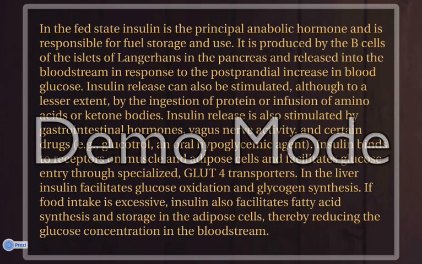Insulin binds to receptors on muscle and adipose cells and facilitates glucose entry through specialized GLUT4 transporters. In the liver, insulin facilitates glucose oxidation and glycogen synthesis. If food intake is excessive, insulin also facilitates fatty acid synthesis and storage in the adipose cells, thereby reducing the glucose concentration in the bloodstream.